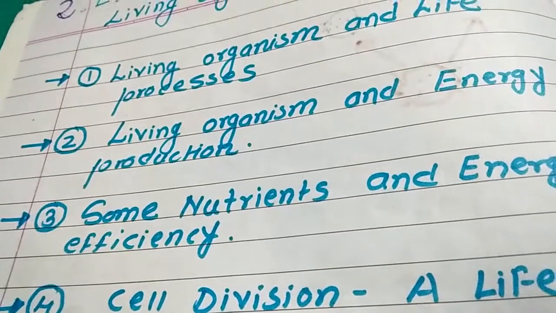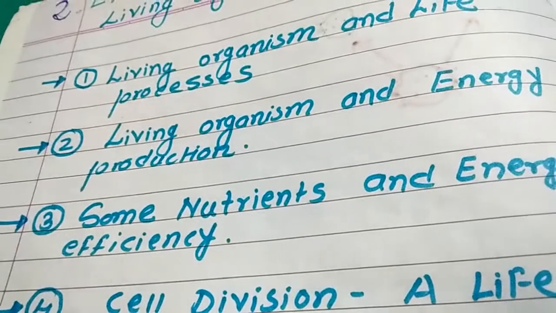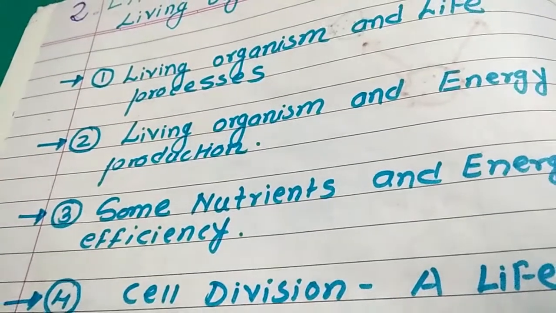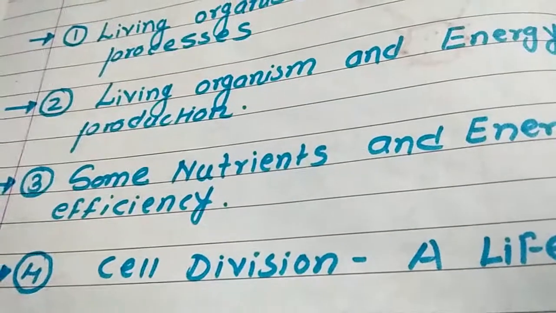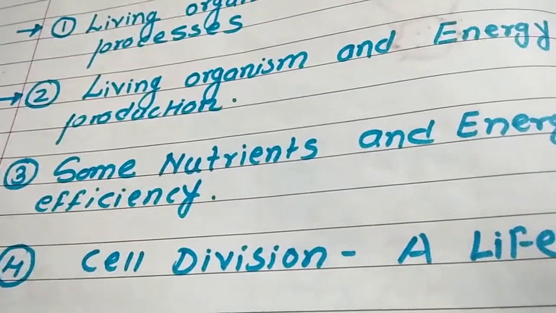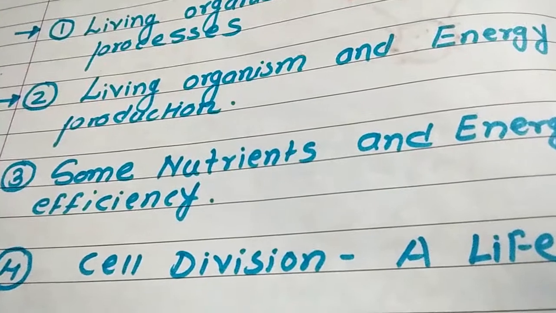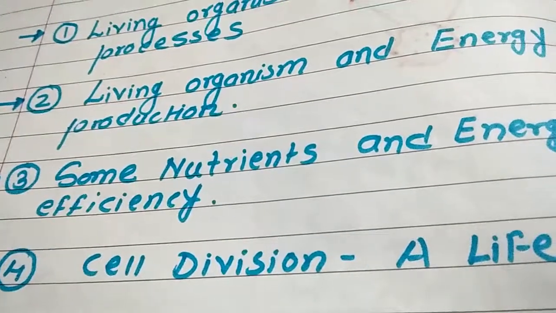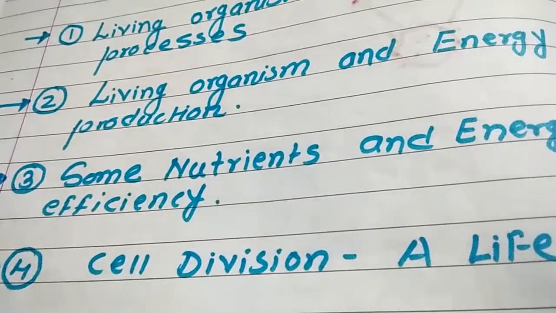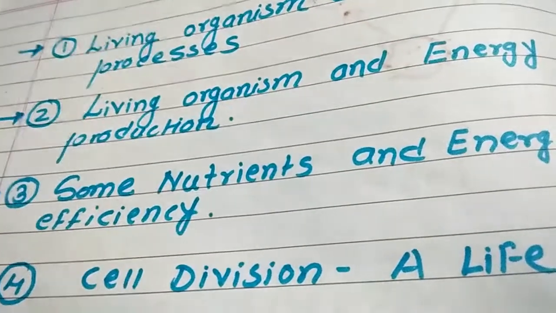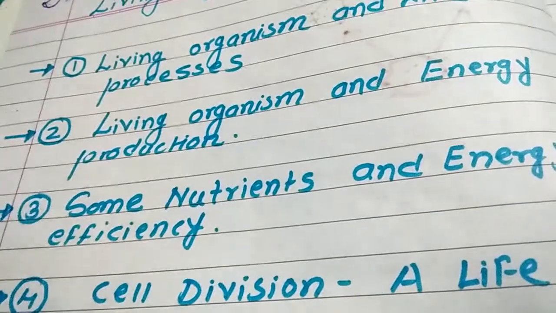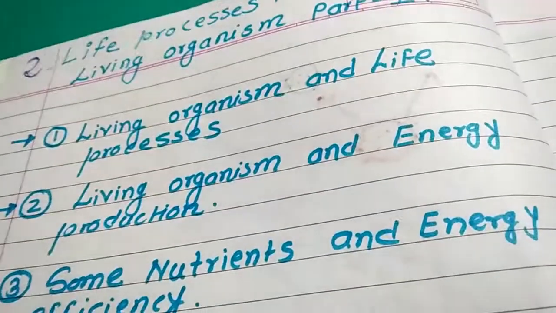Some nutrients and energy efficiency. Here we also study which nutrients are necessary for the production of energy. And last, the final topic in this chapter is cell division. There are two types of cell division: meiosis and mitosis. All these four points we have to study in this lesson.